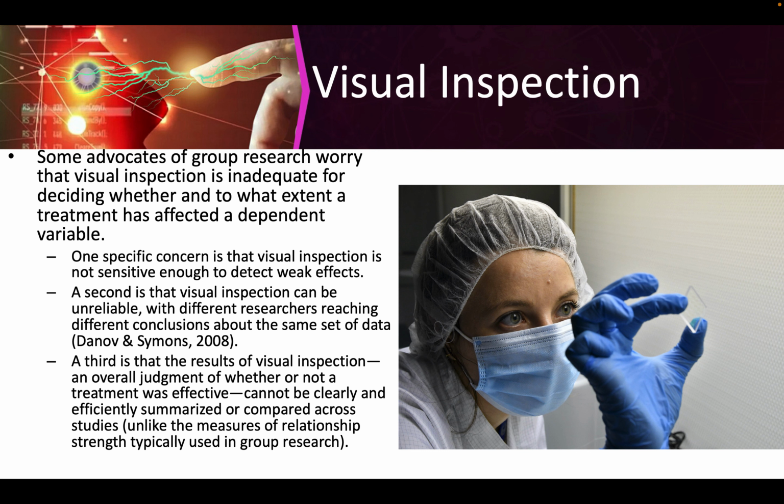A third is that the results of visual inspection and overall judgment of whether or not a treatment was effective cannot be clearly and effectively summarized or compared across studies, unlike the measures of relationship strength typically used in group research.